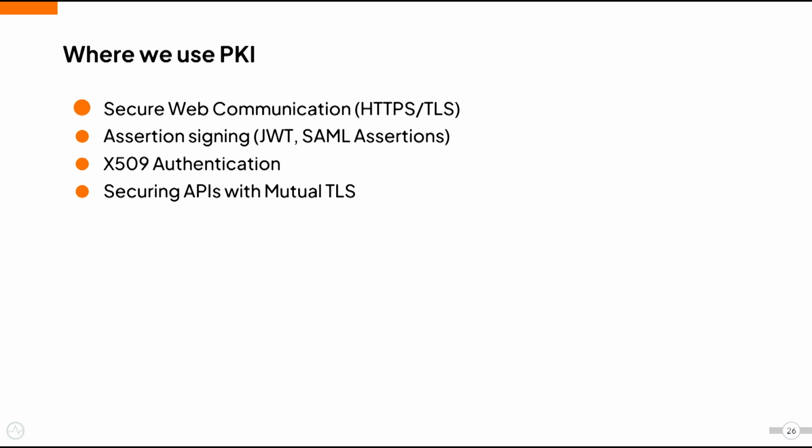So now let's see where we at WSO2 use public key infrastructure. These are some of the examples I have worked with. There can be plenty more. The first one is secure web communication. The majority of our products, I would say all the products, are using secure web communication using HTTPS and TLS protocols. And we have assertion signing for JWTs and SAML assertions.